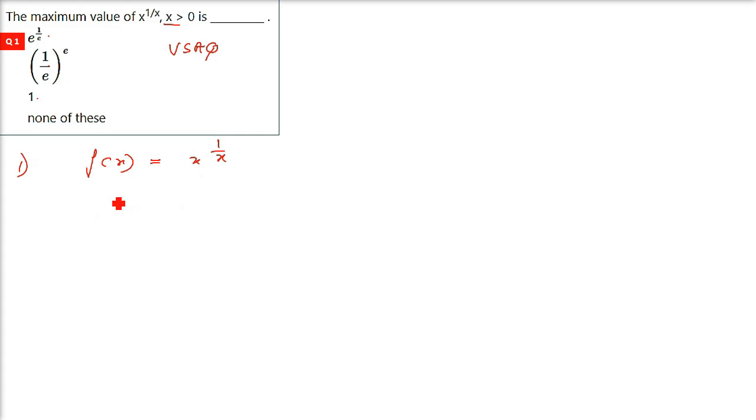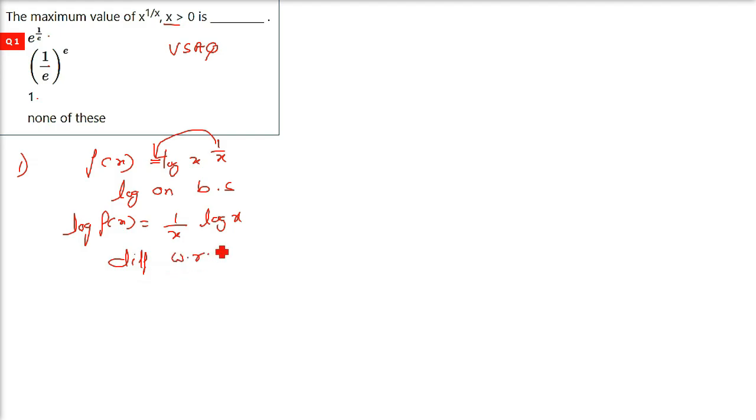So we'll take the log on both the sides, log f(x) is equal to log of x raised to 1 by x. So this 1 by x will come in front, 1 by x log x, and then we are going to differentiate it with respect to x. It's 1 by f(x), differentiation of f(x) is f dash x, and this 1 by x log x.